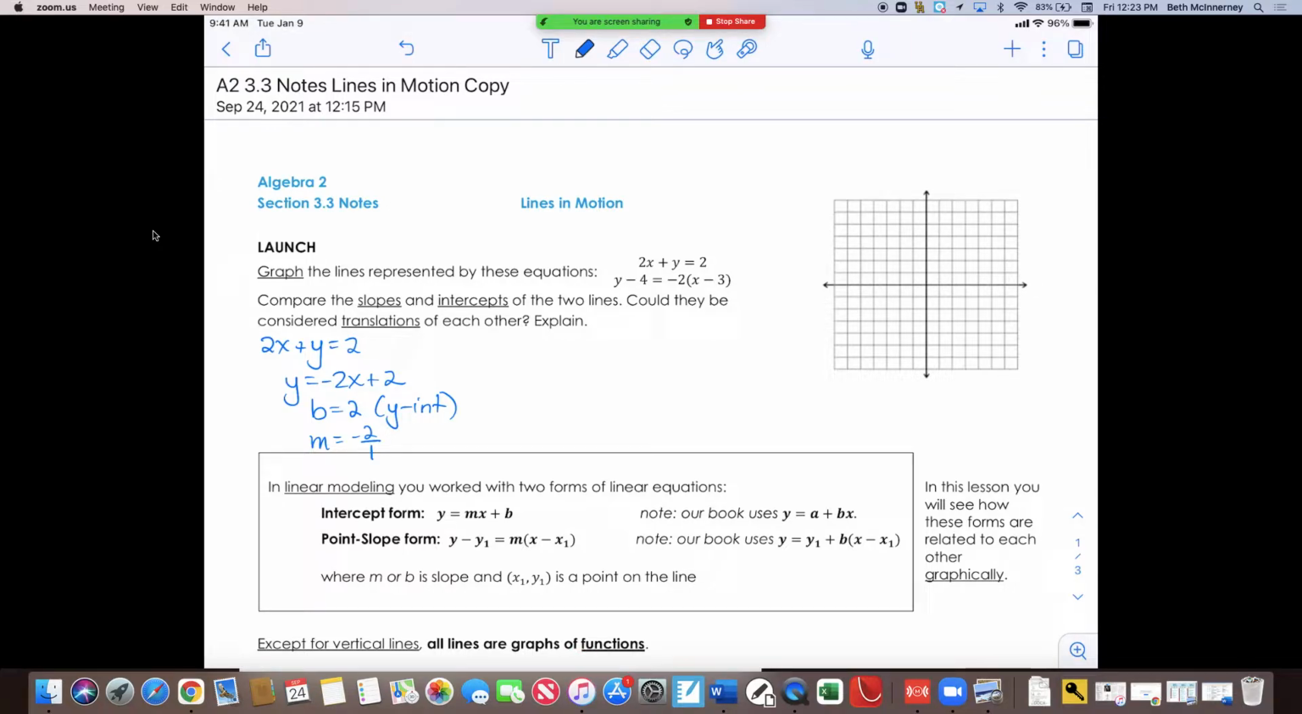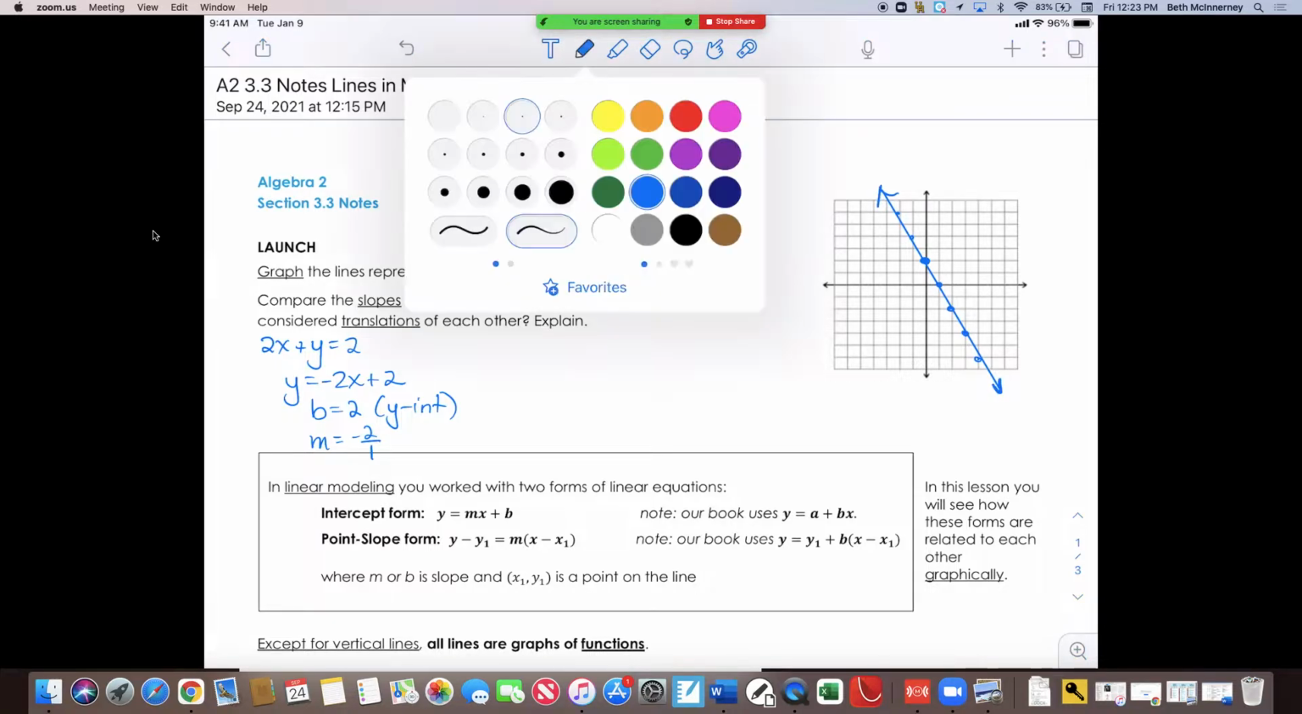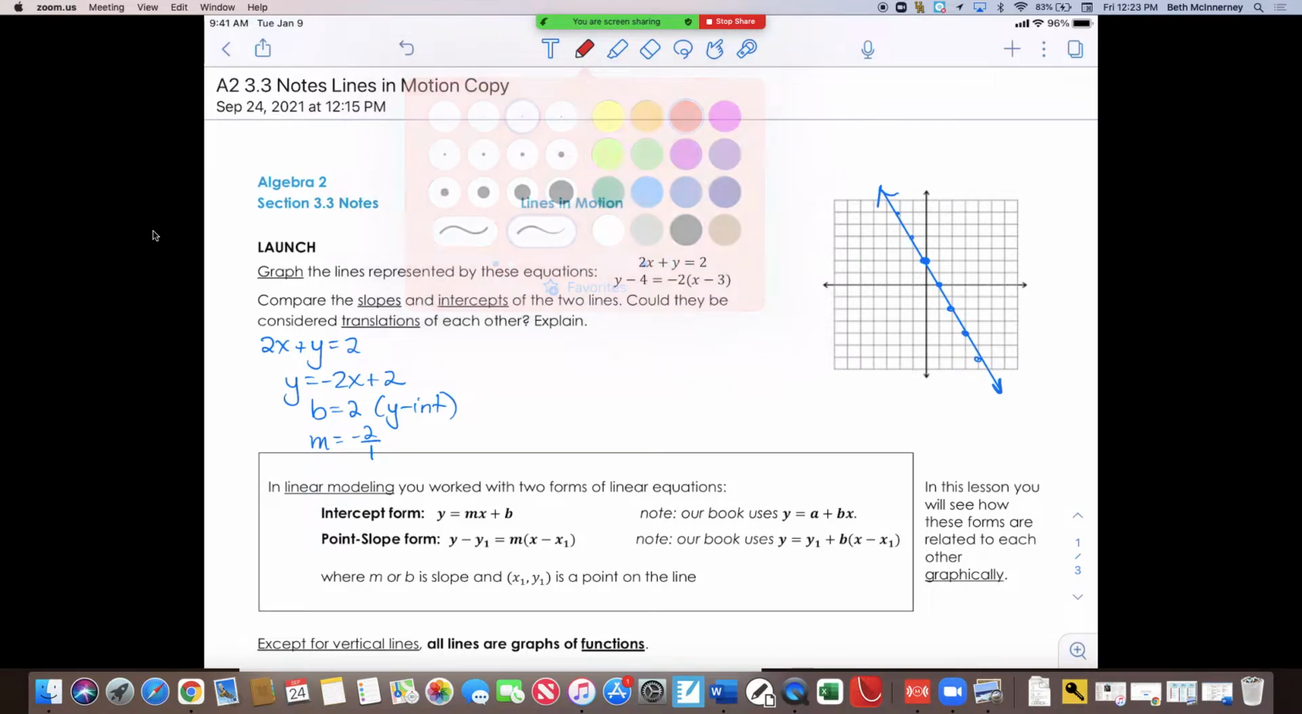So we're going to plot the y-intercept of 2, and then you go down 2, right 1, down 2, right 1, down 2, right 1. Then you can follow the pattern going up. I like to put dots all the way on my grid. And you do put arrows on the ends because the line does continue forever in both directions.